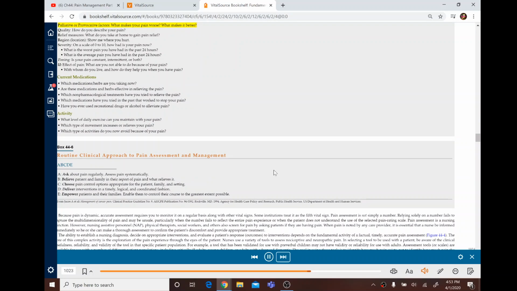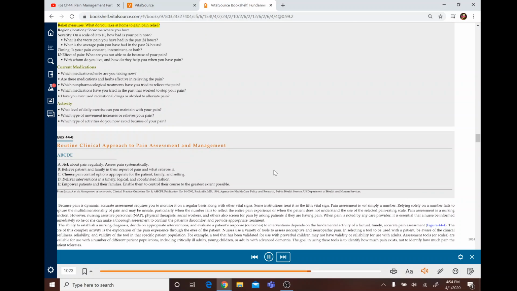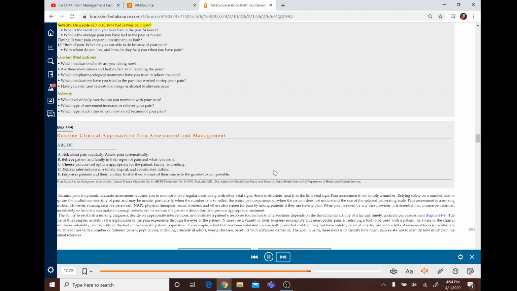Palliative or provocative factors: what makes your pain worse? What makes it better? Quality: how do you describe your pain? Relief measures: what do you take at home to gain pain relief? Region, location: show me where you hurt.